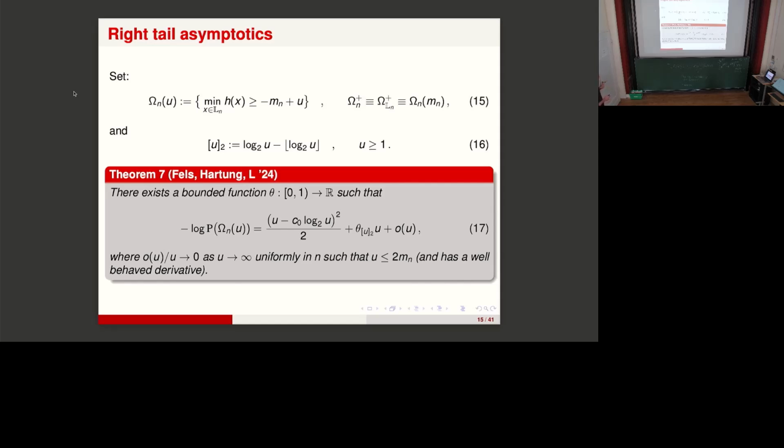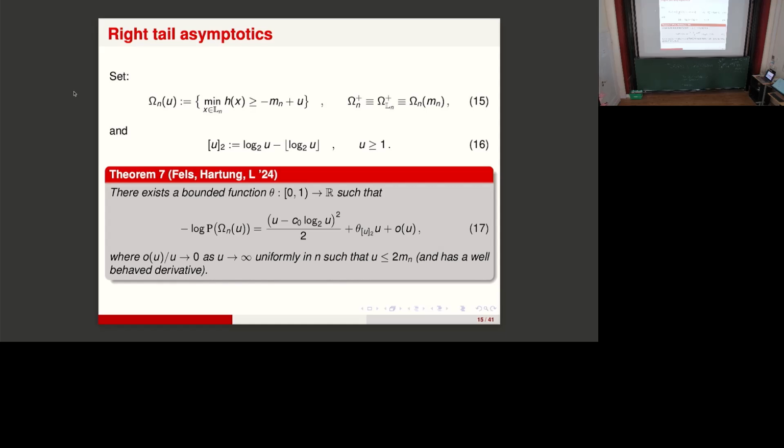Let me define omega n of u to be the probability of the event that the minimum is larger than its typical value, where mn is the typical value of the minimum, by u. Particularly if I plug in u equals mn, I get positivity, but I can do any u that I want. Notice that in the end, I'll be interested in this event at values which are as large as mn. So these are extreme, large deviation values for the right tail event, not just O(1).